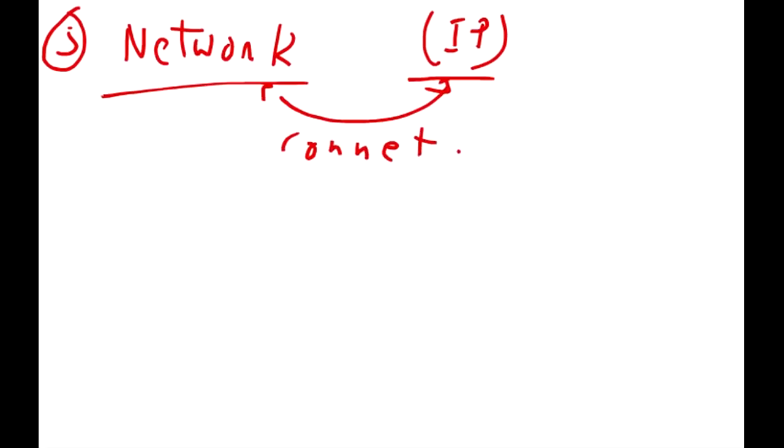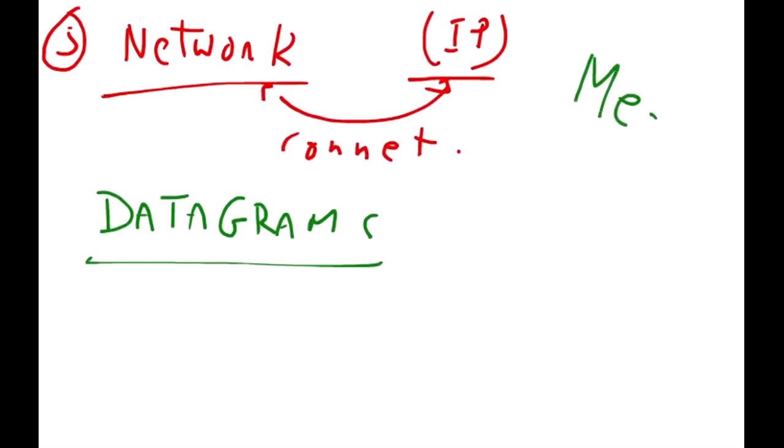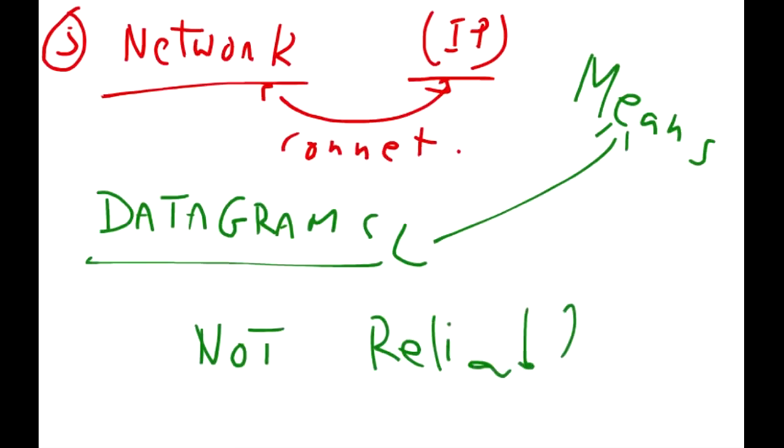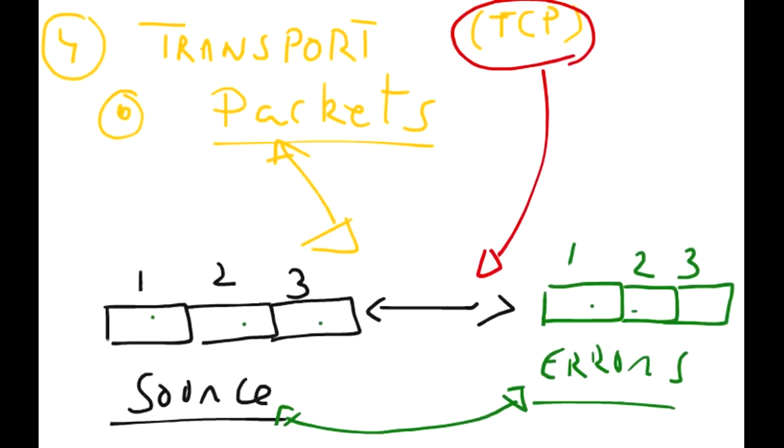And what is the main purpose of the network layer? The main responsibility is to provide the means of transferring variable-length data sequences, which are called datagrams. So its main purpose is to provide means for transferring datagrams from one node to another node. It is not a reliable connection, it is an unreliable connection, and it is the responsibility of the transport layer to do the reliable transportation.